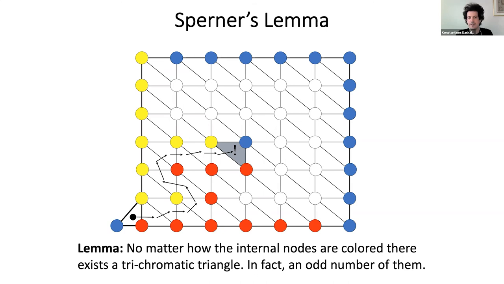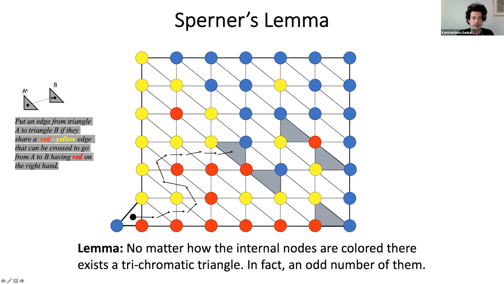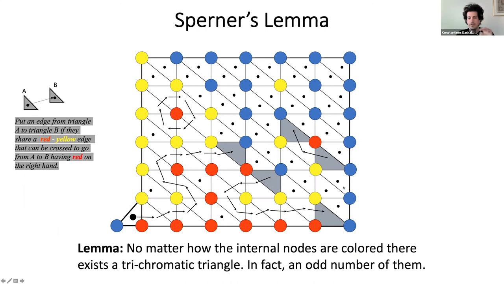To prove that there is an odd number of them, it's not a big deal either, okay? The way you do it is you use graph theory. Basically, you define a directed graph between triangles. The nodes of the graph are triangles, and you put a directed edge from some triangle to another if they share a red, yellow door that you can cross to go from A to B with yellow on your left. So that defines a directed graph on my factory. And the point is that all nodes of that directed graph that are unbalanced, so they have different in and out degree, must be trichromatic, and these are the only trichromatic ones.